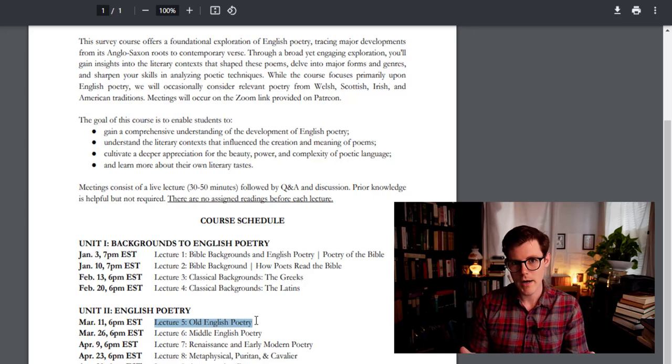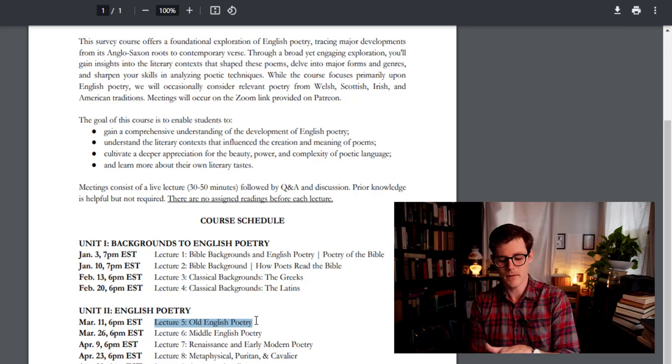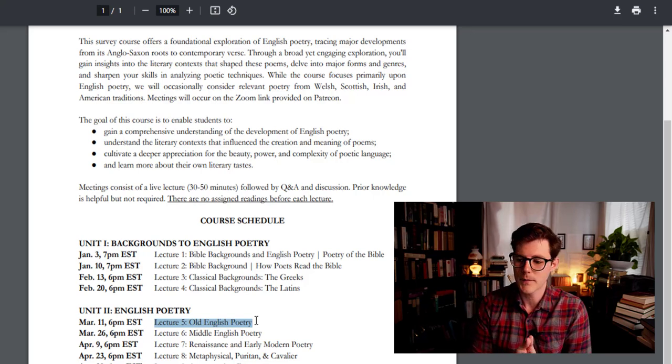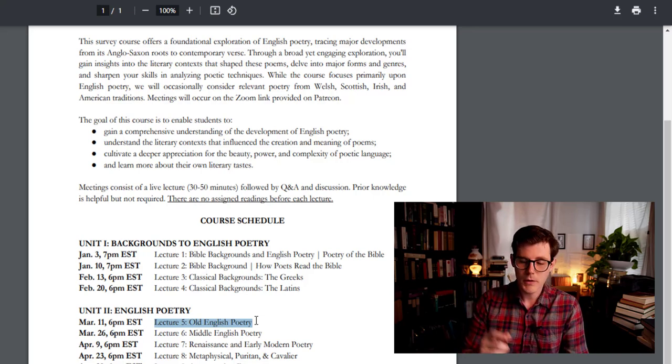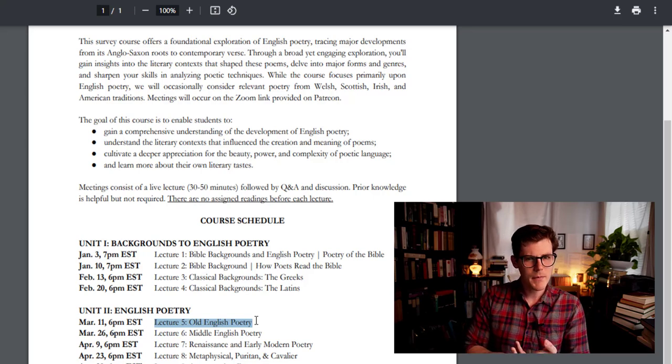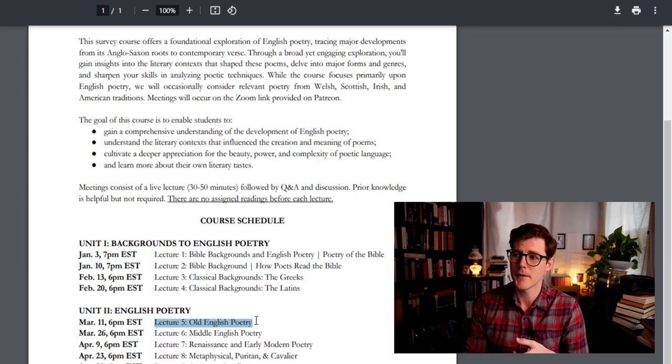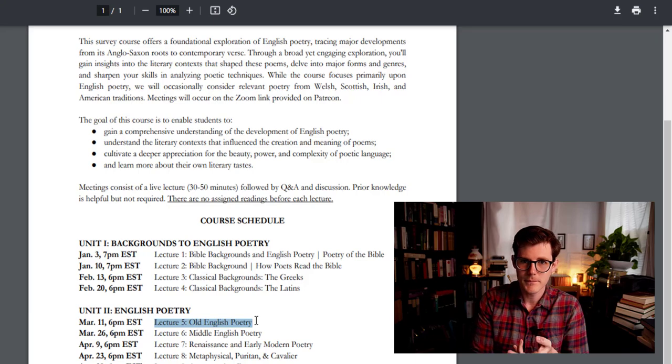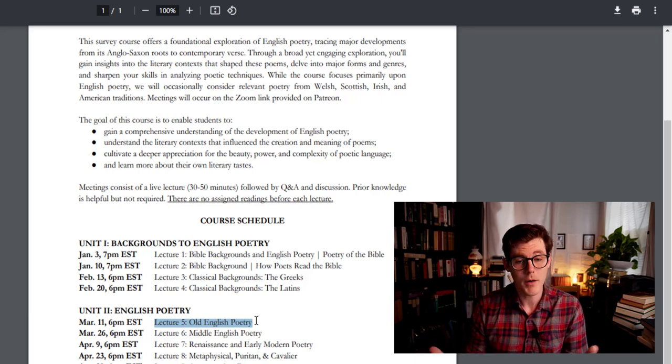There's no required reading beforehand. I'm envisioning these lectures as introductions to, say, a book or an anthology. They provide the tools so you know what to look for, the major themes of the period, what poetry meant to these readers in this time, and where to look for beauty, how to see beauty in poetic language.